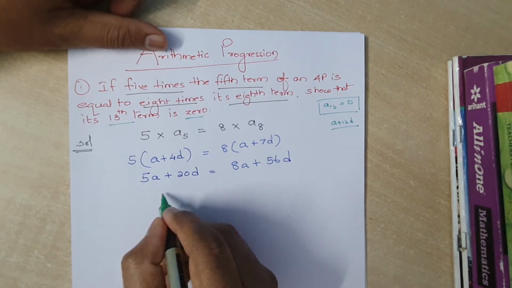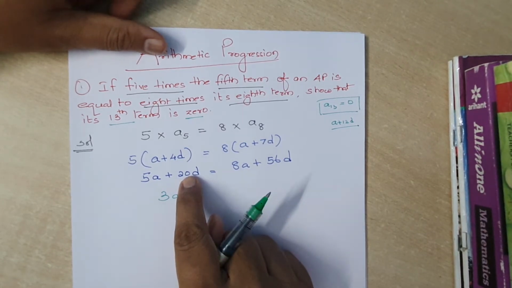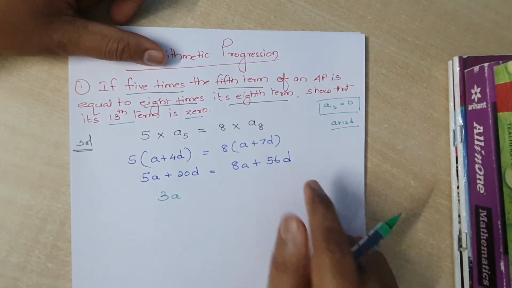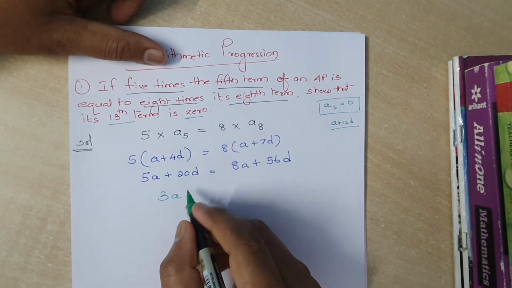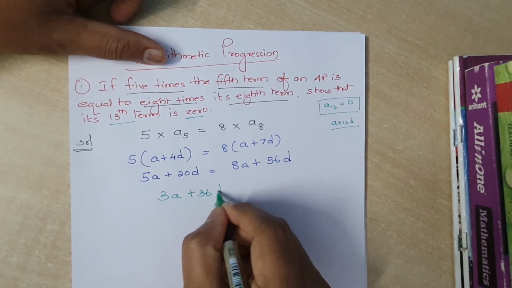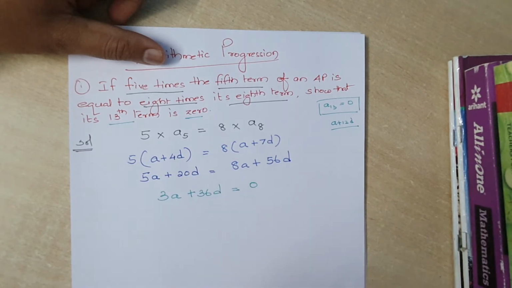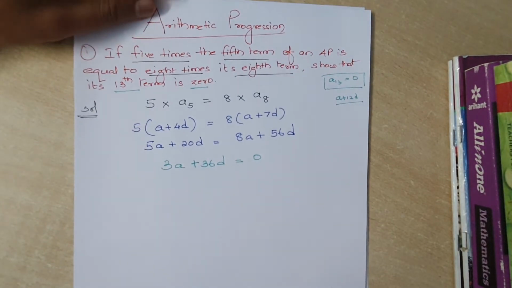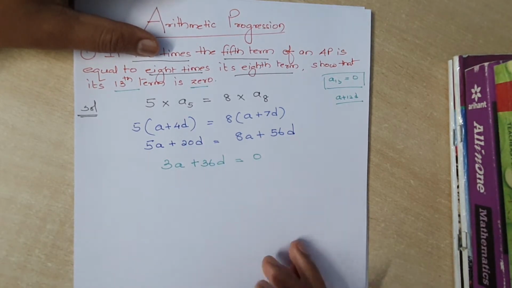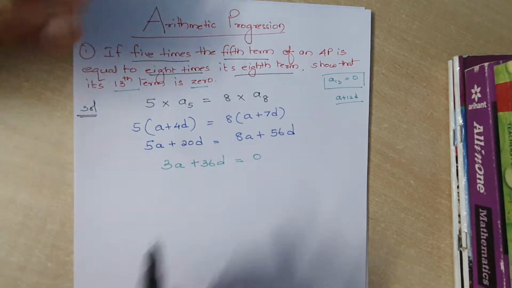8A minus 5A, that is 3A. Then the 20D goes with a minus sign, so 56D minus 20D is plus 36D, is equal to, this side will become 0. Here we can take 3 common, or divide both sides by 3. What do we get? We get A plus 12D equal to 0.